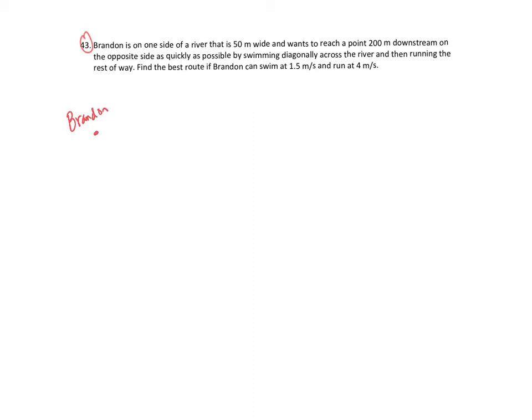Okay, and there's a river that is 50 meters wide. Brandon wants to make it downstream to a point here, but he's going to do so by swimming some diagonal and running the rest of the way. The total distance downstream that he wants to make is 200.